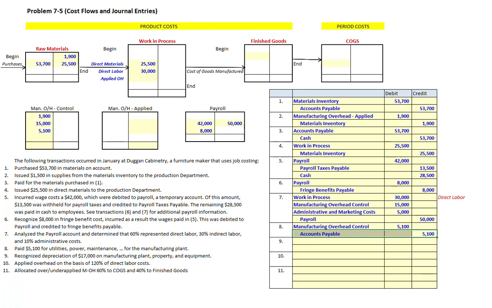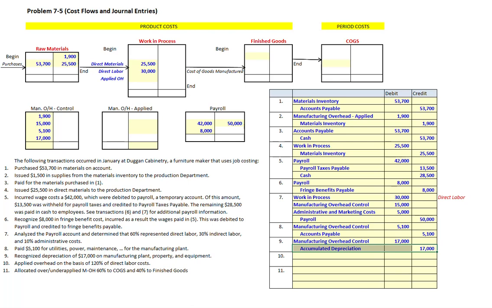In number 9, we're recording depreciation expense of $17,000 on manufacturing plant property and equipment. And recall, typically our depreciation expense journal entry involves a debit to depreciation expense and a credit to accumulated depreciation. If this was depreciation expense for selling and admin equipment, that would be the case. But since this is factory equipment, that depreciation expense becomes part of manufacturing overhead. So we debit manufacturing overhead control for $17,000, and like normal, we credit accumulated depreciation for $17,000.